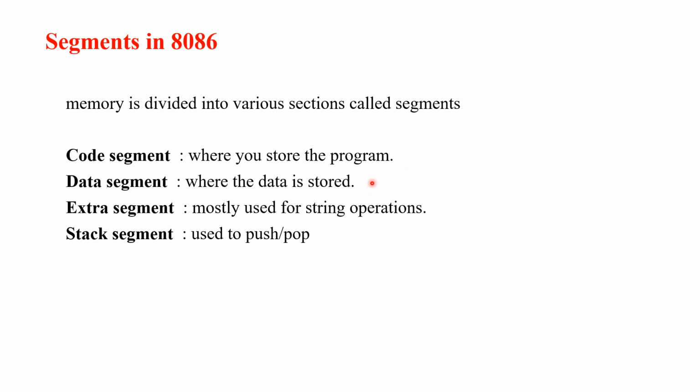The second one, data segment. The data segment is used to store initialized and uninitialized data. This includes variables and constants used by the program. Extra segment, primarily utilized for string operations. This segment provides additional storage for data and helps manage larger data sets that may not fit in the data segment.